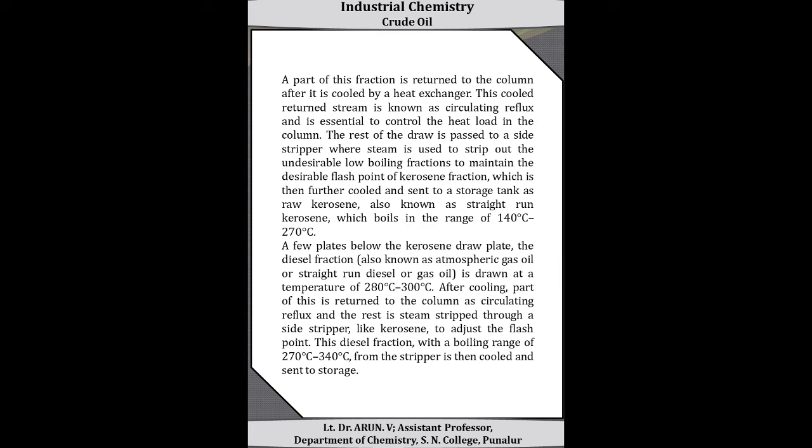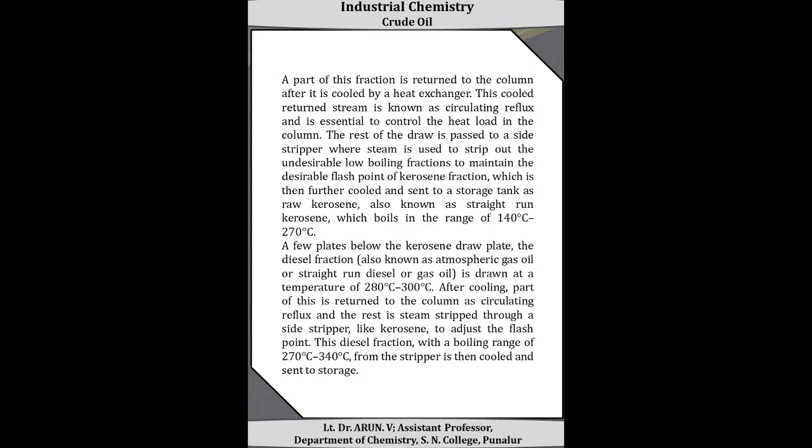This is also known as straight run kerosene, and this straight run kerosene boils in the range of 140 degrees centigrade to 270 degrees centigrade. A few plates below this kerosene draw plate, we can see the diesel fraction, also known as atmospheric gas oil or straight run gas oil or straight run diesel, and the diesel fraction is drawn at a temperature of 280 degrees centigrade to 300 degrees centigrade.